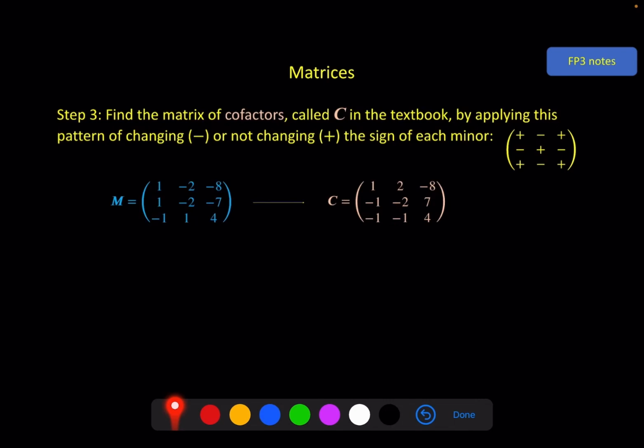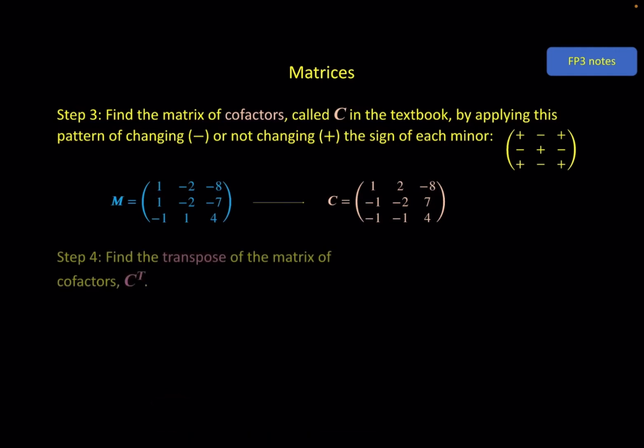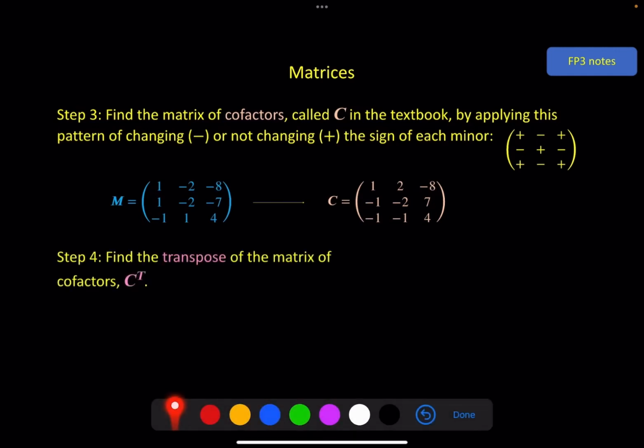So these 4 have a negative applied to them, and the rest don't change. There is a reason for that, but we don't need to go into where this comes from. You just need to be able to apply it to get the cofactors matrix. But we're not finished yet either. Step 4 is to find the transpose of this matrix, which are the cofactors of this matrix, which are the minors of the original matrix A.